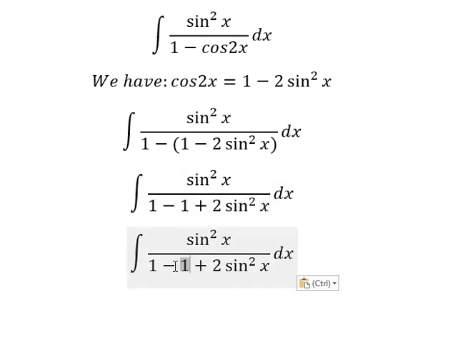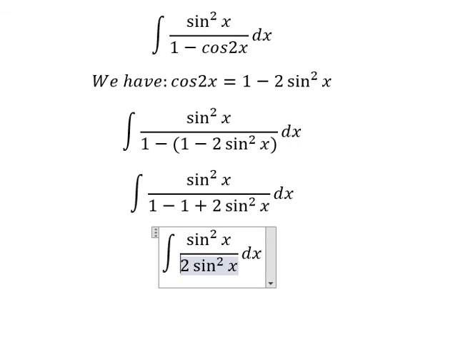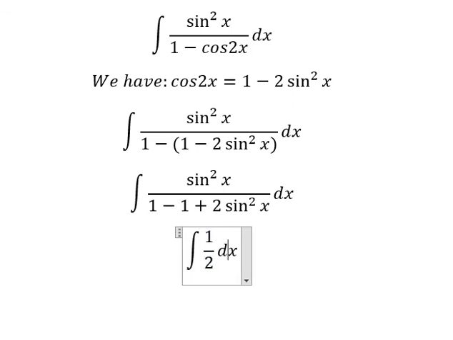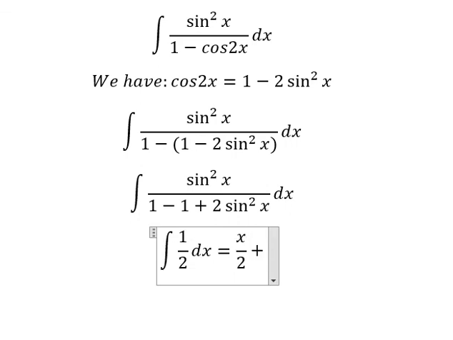1 minus 1 we cancel. Sine squared x divided by sine squared x, you get 1 over 2. And the integration of this one, you get x over 2, and we put plus c.